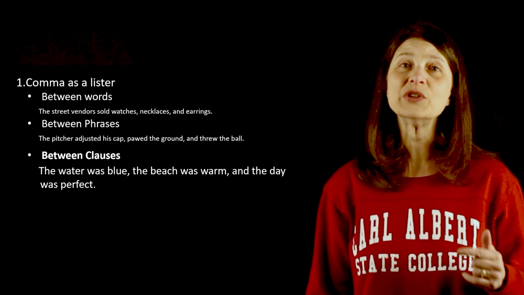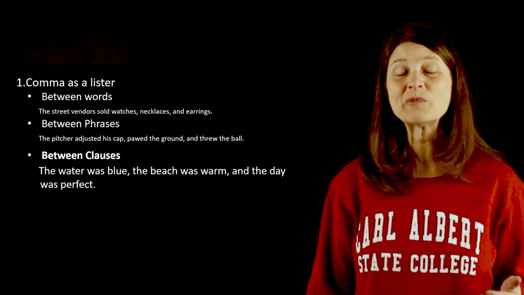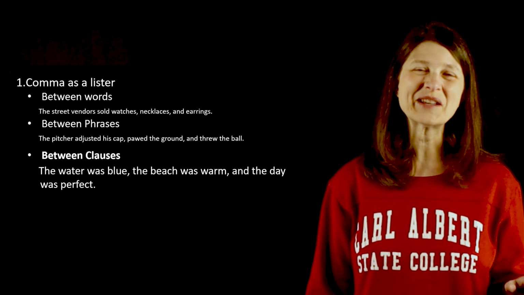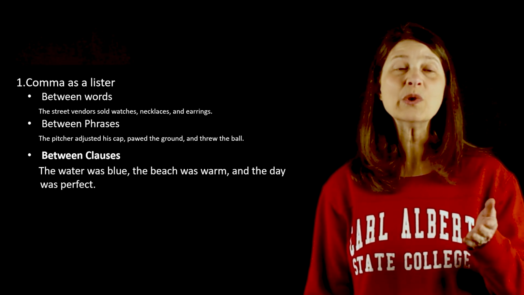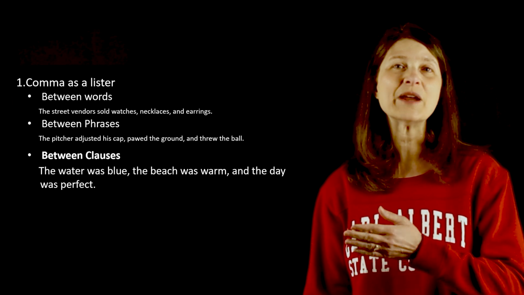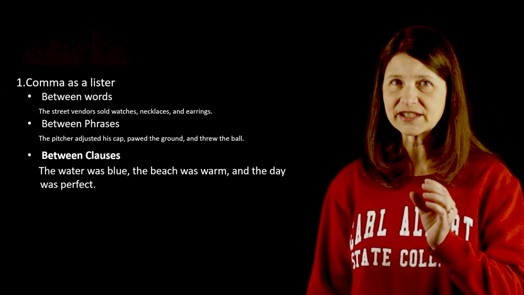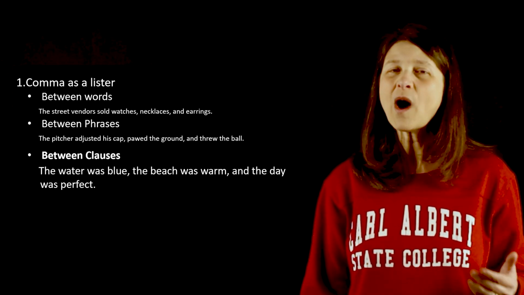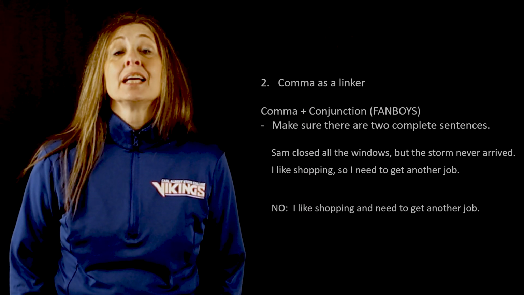The last way that I can use the comma as a lister is between clauses. You'll remember that a clause is a group of words that does have a subject and a verb. And so in this last example, we have the water was blue, the beach was warm, and the day was perfect. I have the potential for 3 sentences. Each of those clauses has a subject and a verb. But why put a period there when I can pull them into a nice list and separate the items with commas?